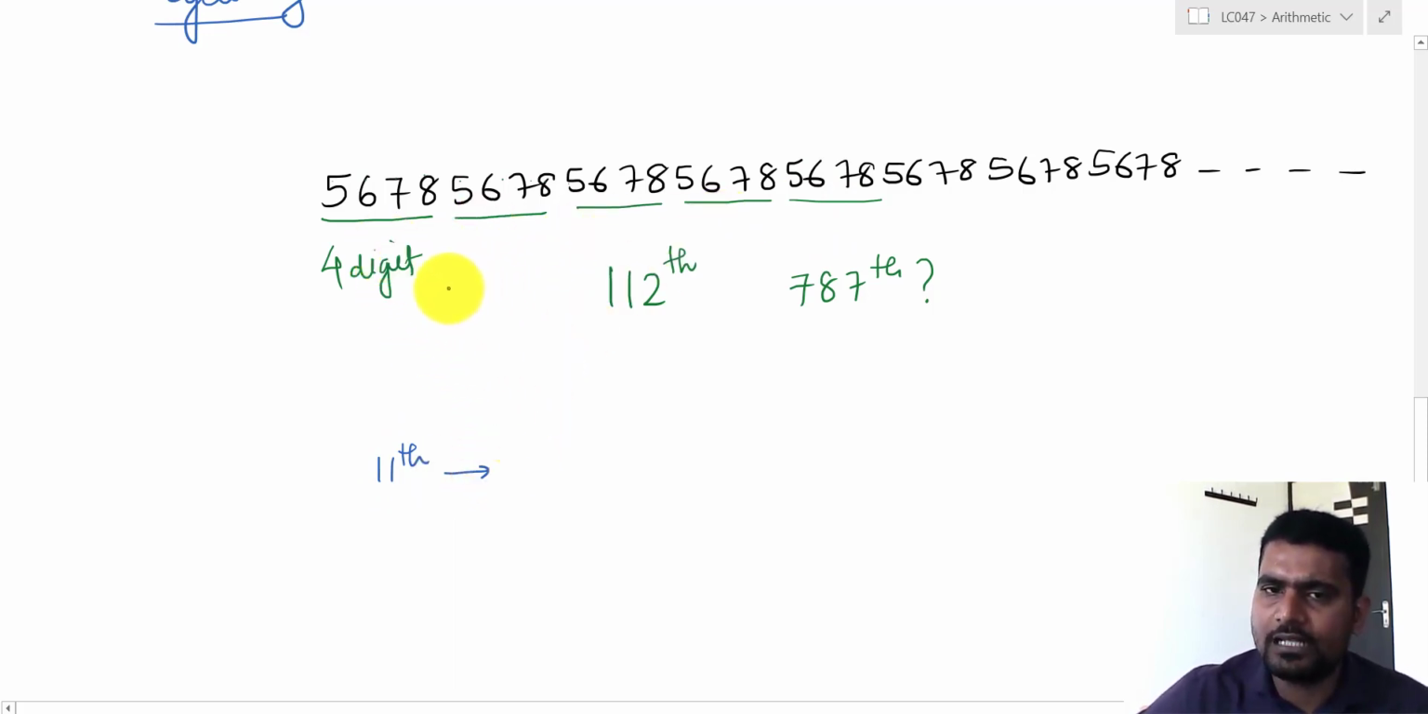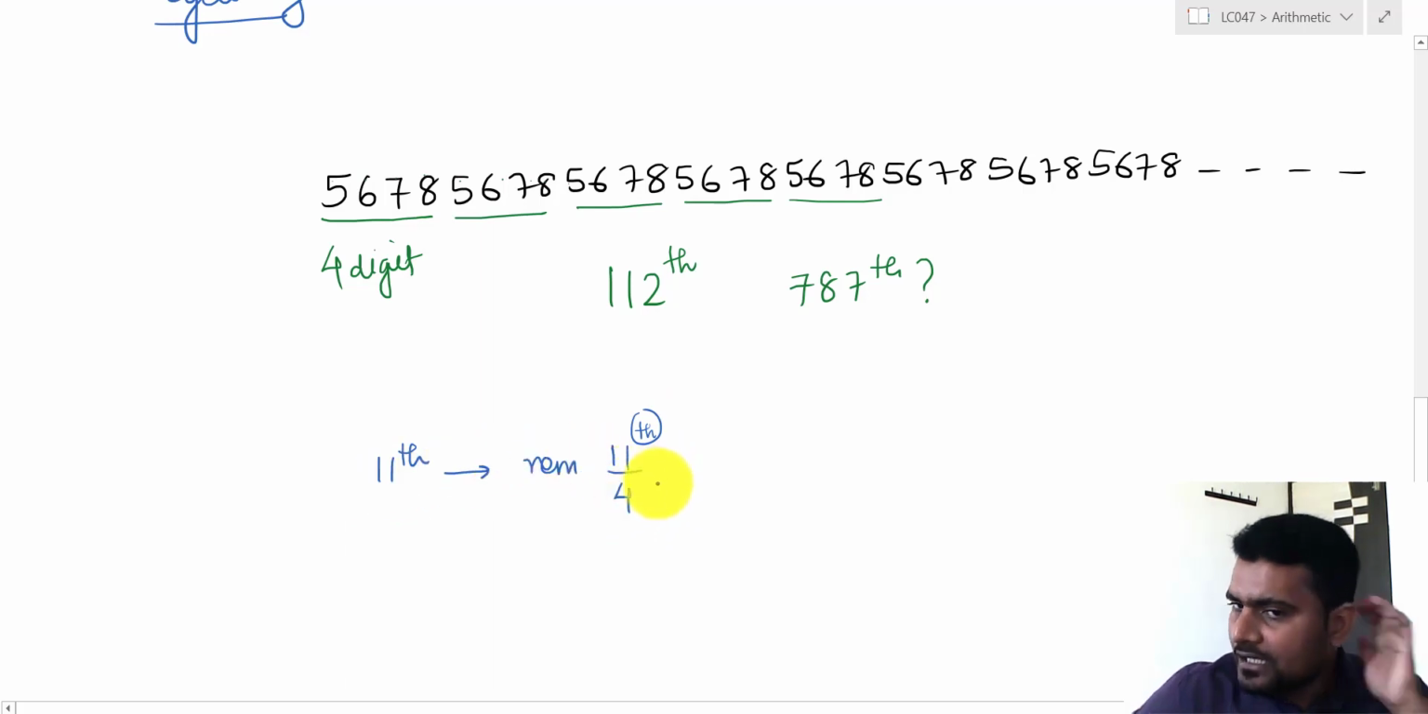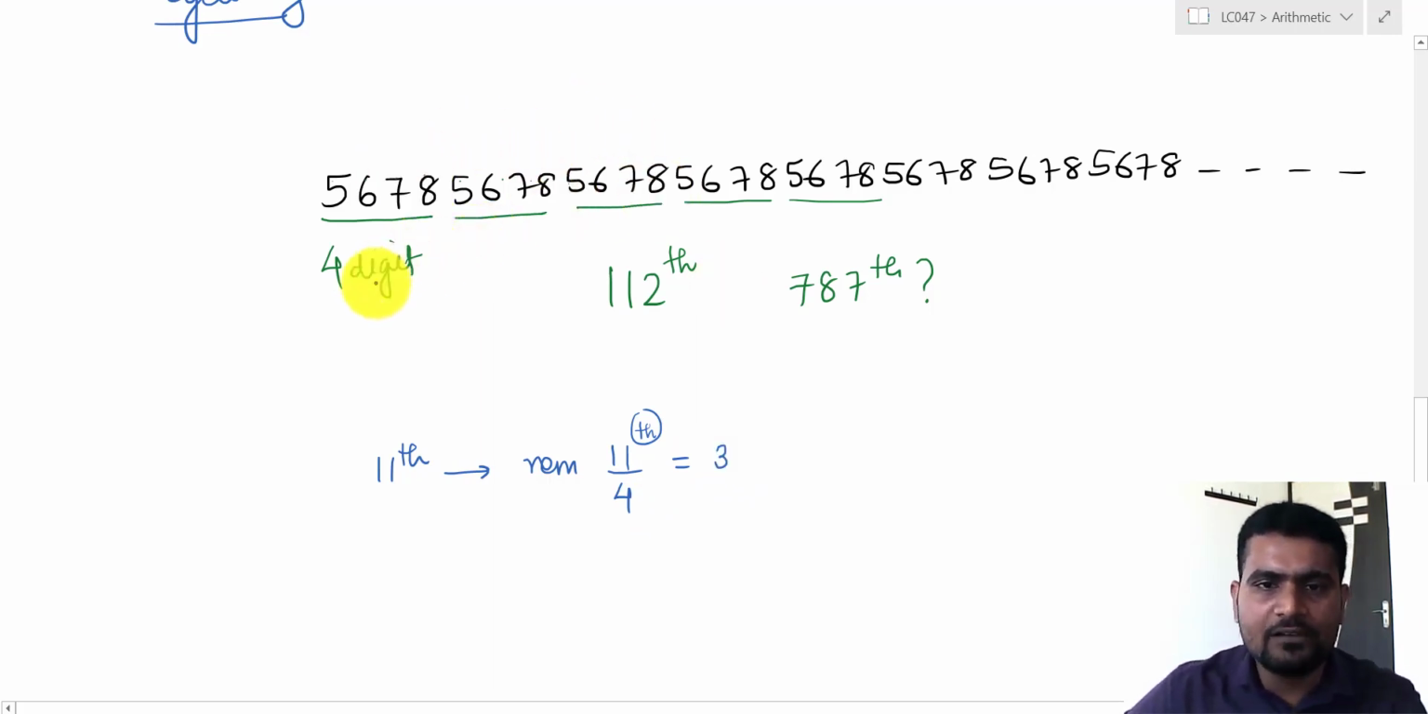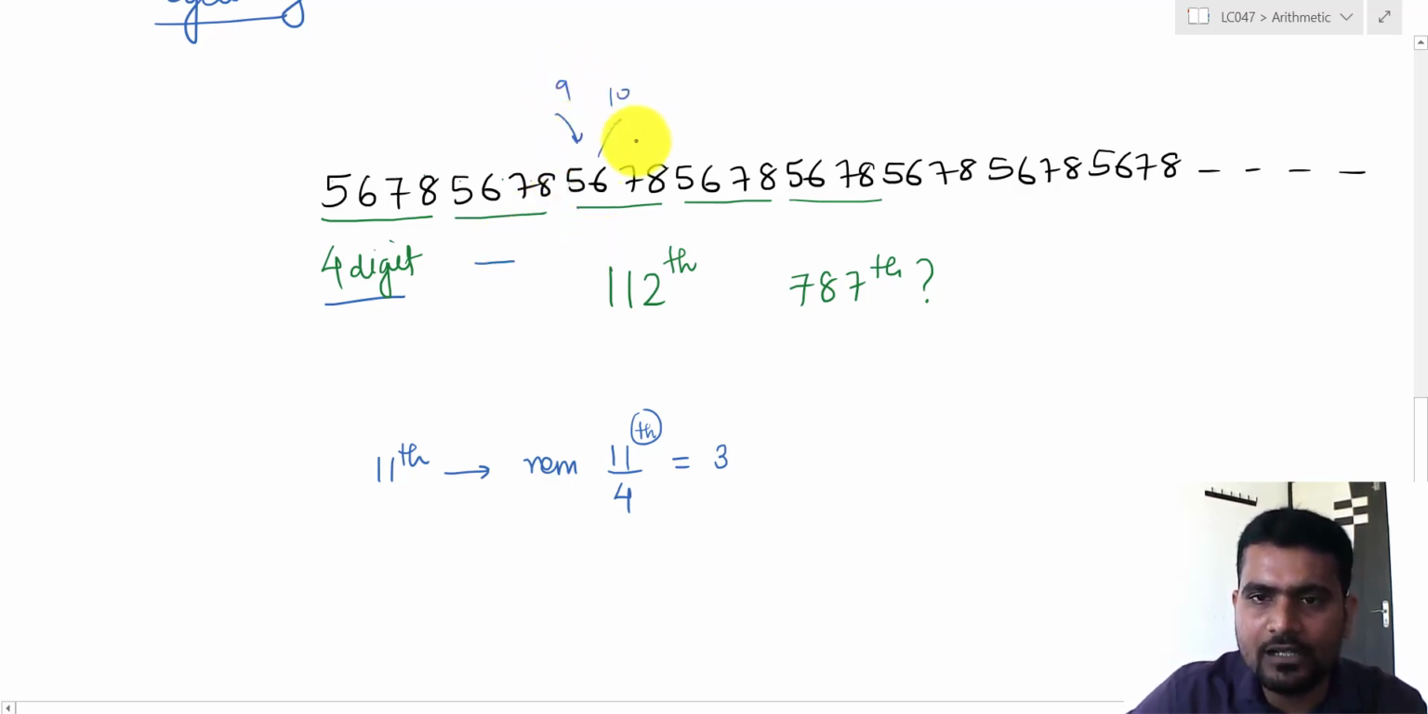After every 4 times it is getting repeated. So I'm just going to find the remainder when 11 is divided by 4, meaning the term you are going to find divided by the cyclicity. The remainder will be 3. And with 4 digits here, 4 digits here, this digit will be the 9th, this the 10th, this the 11th, and this the 12th.